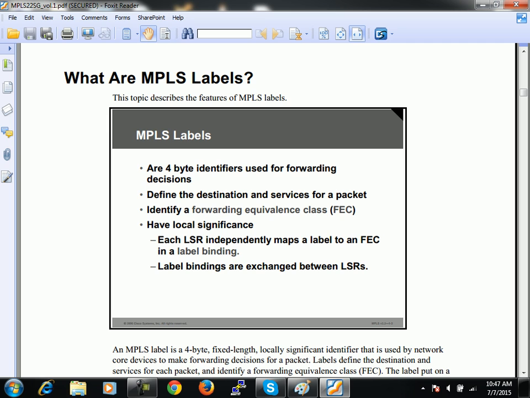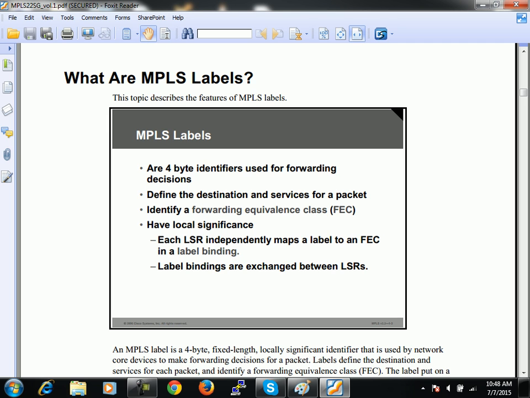What is that? As I said earlier on, that label will always be a 4 bytes long ID. I mean, it will always contain 4 bytes in one label. It defines the destination and services for a packet. What is the meaning of services?